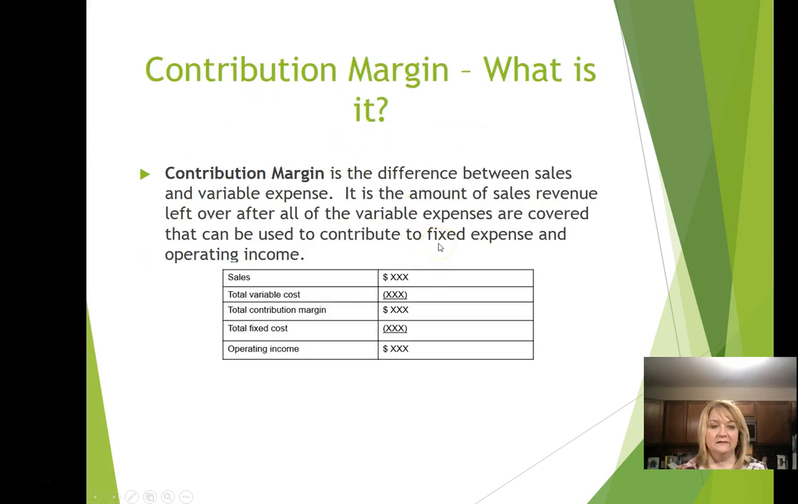We're going to take a look at contribution margin and what that is. It's the difference between sales and variable expense. If you look at sales and you take away variable cost, that's the contribution margin. And if you take away the fixed cost from contribution margin, you get operating income. That's it in a nutshell right there.